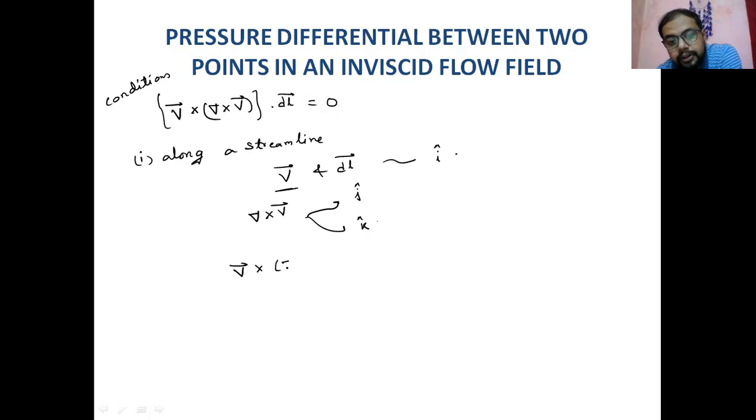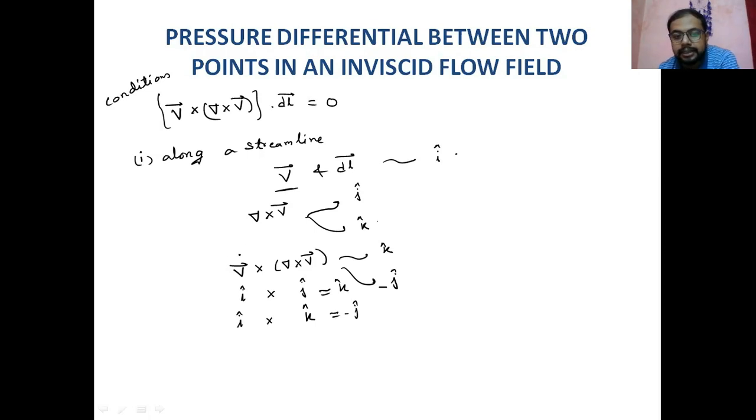Curl of velocity vector, because curl of any vector will be perpendicular to the same vector. Now, V cross del cross V, this direction. If V is along I and the curl is along J, then this direction will become along K, perpendicular to I and J. Because I cross J will come K, I cross K will come minus J. So ultimately this direction is either K or minus J.